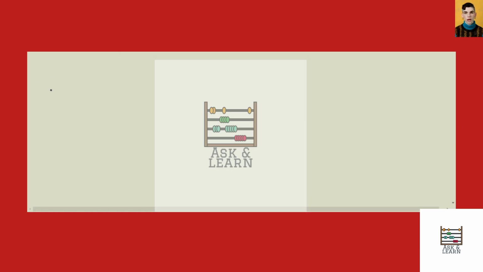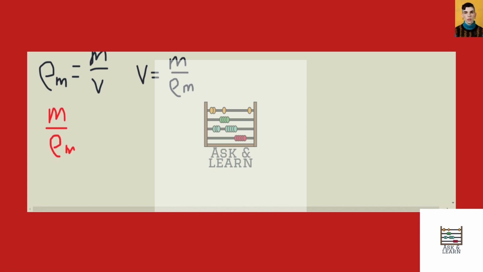So we know that the density is equal to mass over volume, and so volume is equal to mass over the density. And then we know that all the wire has to be used, and so our first equation is mass over the density, which is equal to the volume, is equal to the length times the area. So length times pi times (d/2) squared.